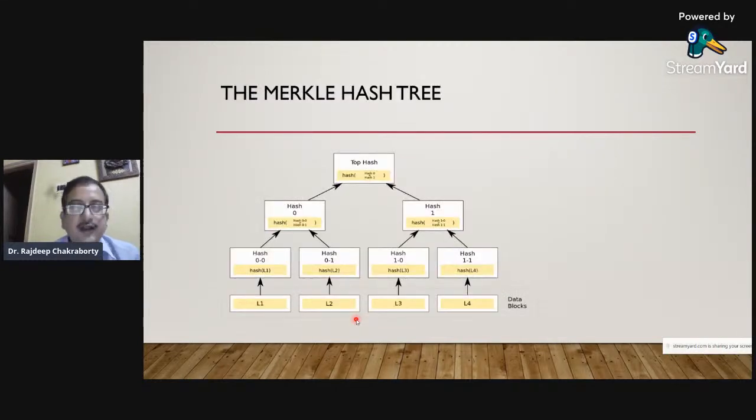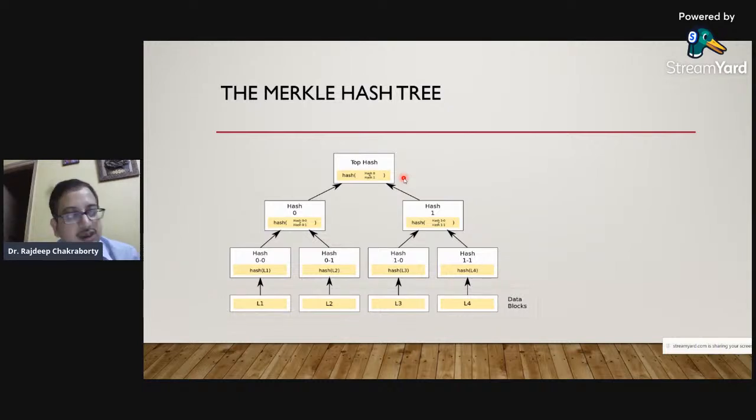Now finally coming to the Merkle hash tree. This is the tree which is used in the blockchain scenario. So what is a Merkle hash tree? This is your data: L1, L2, L3, L4. This is a typical binary Merkle hash tree.